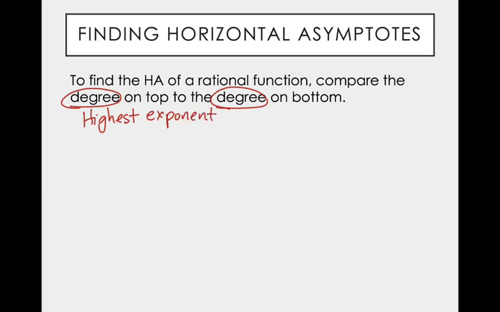Okay, so remember we had degree 4 polynomials, degree 3 polynomials, a quadratic was a degree 2 polynomial. So we're looking for the highest exponent on top and the highest exponent on bottom. Okay, so highest exponent, not coefficient, but the highest exponent. And when we compare them, we've got 3 things that can happen.